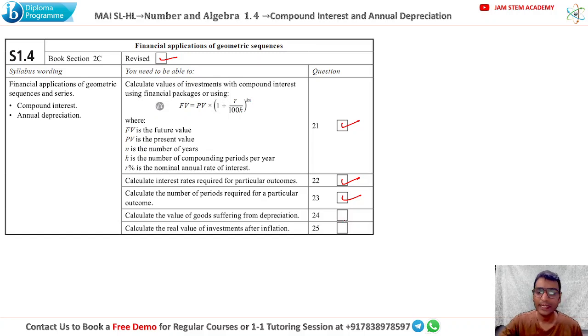If you need any other help, feel free to ask me. You can write in the comment box, and I will explain everything. Calculating the value of a good suffering from depreciation, I already explained the depreciation as well as inflation.